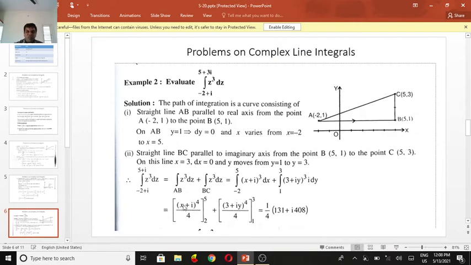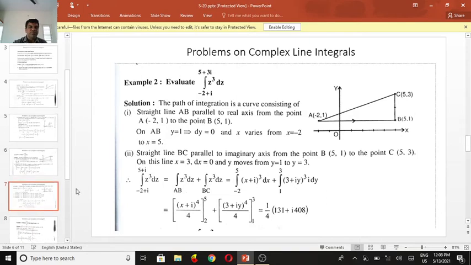So again simplifying and substituting this (a plus b i) whole cube formula, we get simply this constant up here. So (x plus i) raised to 4 by 4, x varies from minus 2 to 5, plus integrating (3 plus iy) raised to 4 by 4, y varies from 1 to 3. Suddenly we get 1 by 4 times of 131 plus i times of 408.